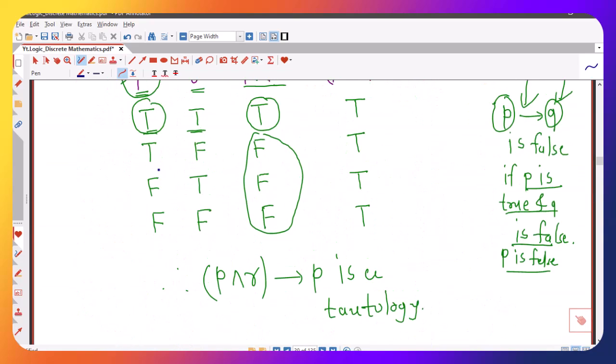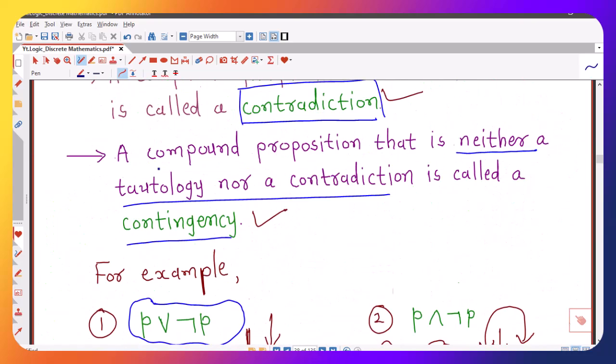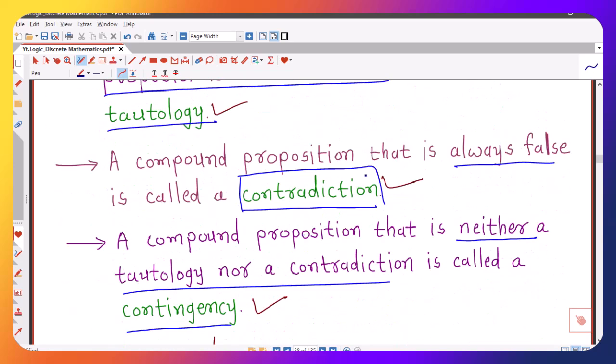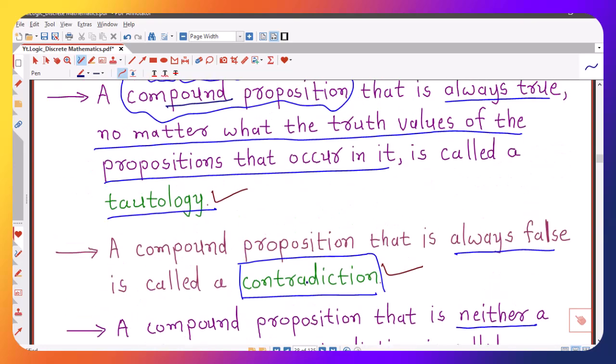So this is all about this session. Here we have understood how to check whether a given compound proposition is a tautology or not using a truth table, and similarly we can check for contradiction and contingency also. So I stop here.